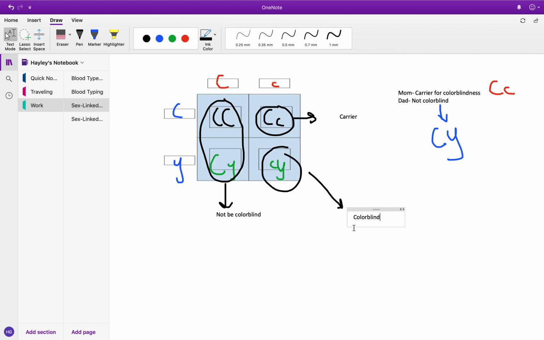I hope that makes sense. So because mom is a carrier and dad is not colorblind, you're going to have the chance of having a daughter that's not colorblind, a son that's not colorblind. Then you'll have the chance that you'll have a daughter that's a carrier, and then you'll have the chance of having a son that is colorblind.